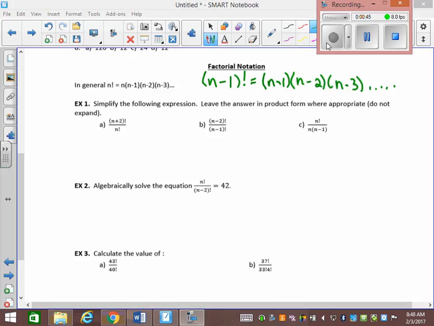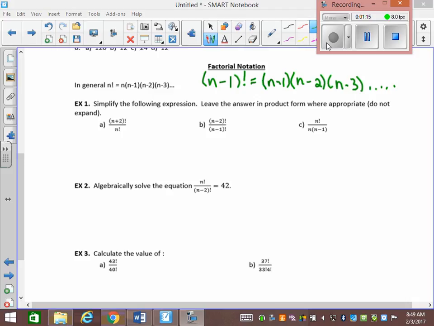So, example 1, simplify the following expression, leave the answer in product form where appropriate, do not expand. So if we have n plus 2 factorial and n factorial, our goal is to cancel off the factorial symbol somehow. And you'll see why when we get to the next question. So if you look at this, which one's bigger, n plus 2 factorial or n factorial?